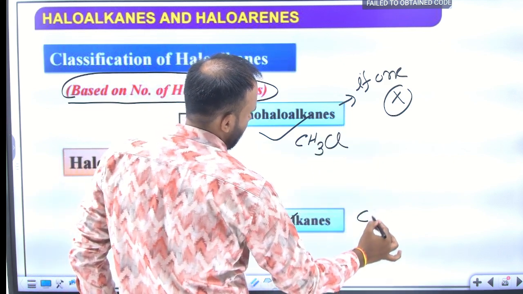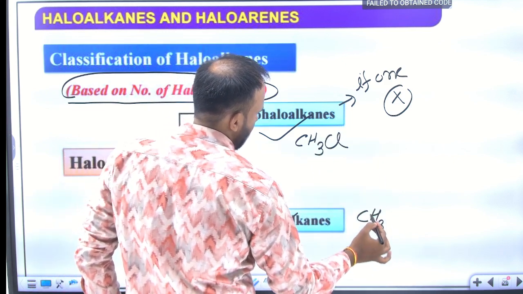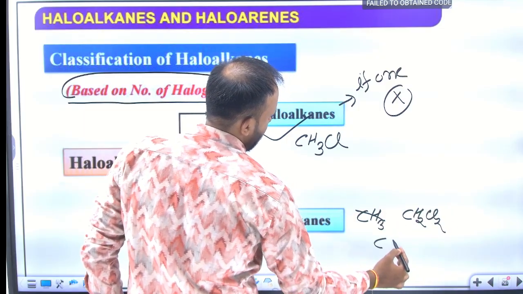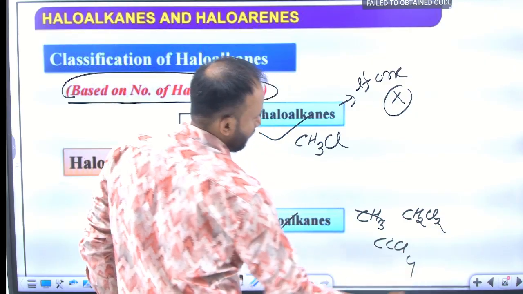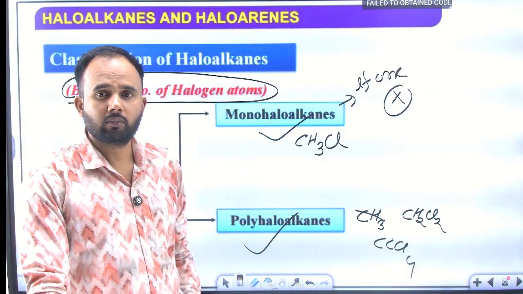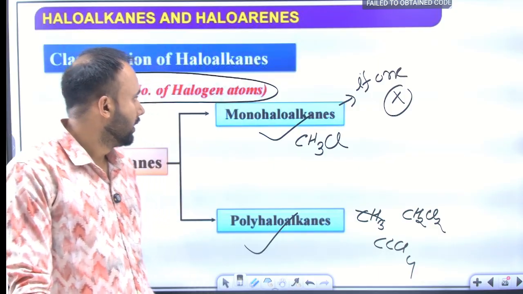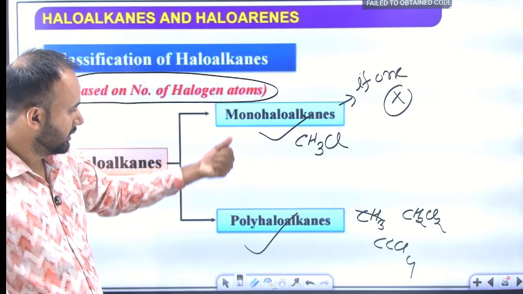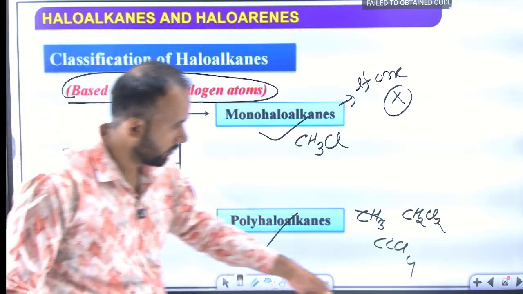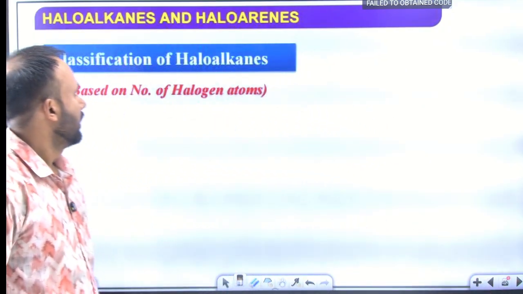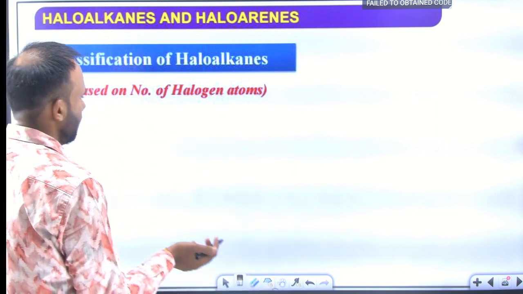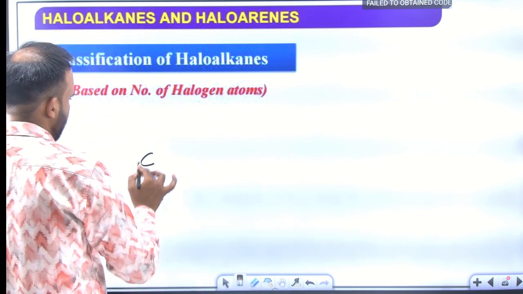What will be the example for this one? CH3Cl. For this, replace... CH2Cl2, we can say, and CCl4. Here more than one halogen atom is present. Okay, so this is the example of monohaloalkanes, and the second one is polyhaloalkanes. Okay, next, based on the number of halogen atoms, we can give one more example.